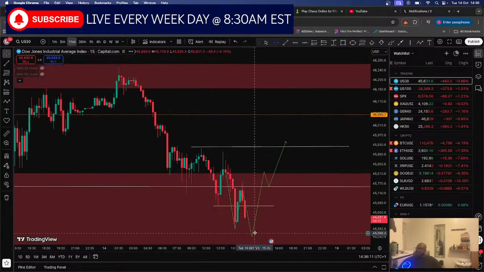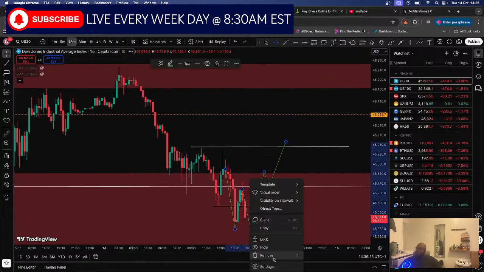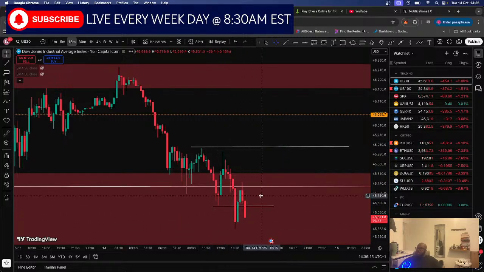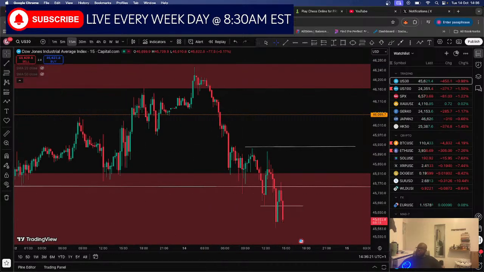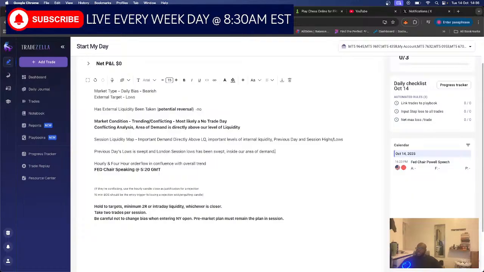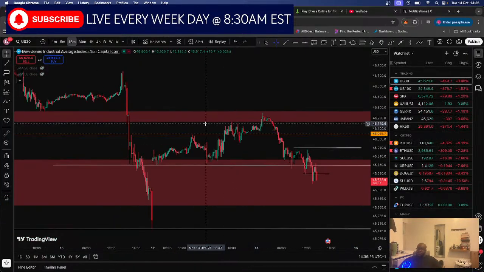It's definitely something I'm going to be watching out for, but I'm not going to be getting long into any trades unless we have a close above our previous day's high. So at this current moment in time, it's looking like a no trade day. No trade day.